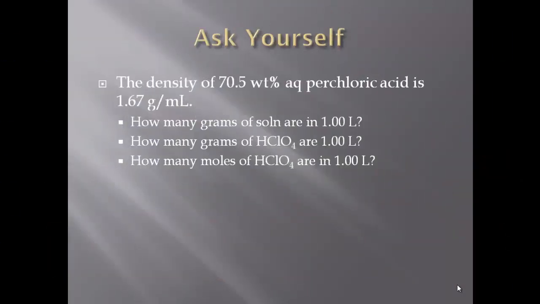So the last thing I want to leave you with is a problem. On page 23, you have a section that's called Ask Yourself. I want you to try to do these because these are going to incorporate most of the stuff that we've talked about so far. So it says the density of a 70.5 weight percent aqueous perchloric acid is 1.67 grams per mL. So that's the density. And remember what I told you about the density and what the grams actually really means. And they want you to find how many grams of solution are in 1 liter, how many grams of perchloric acid are in 1 liter, and how many moles of perchloric acid are in 1 liter.